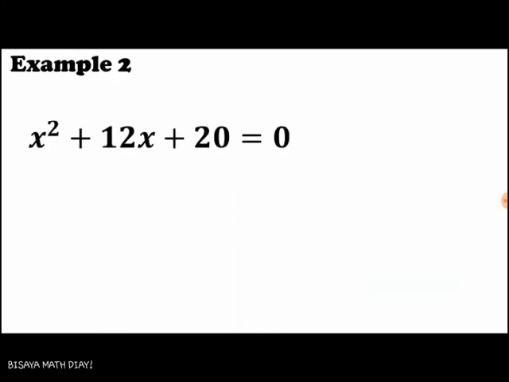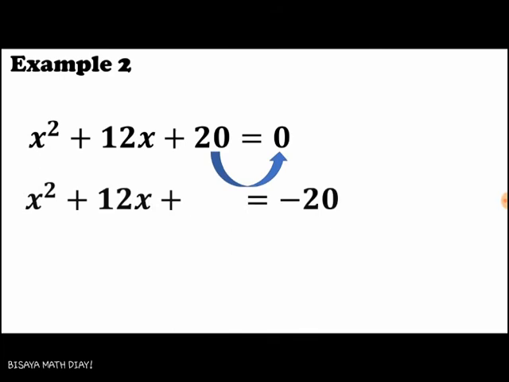Next, we have x squared plus 12x plus 20 is equal to 0. Again, we move 20 to the other side, becomes negative 20. And then we leave a space to complete the perfect square trinomial. So we divide 12 by 2, that is 6, and we take the square of 6, which is 36. We add 36 to this side, we also add 36 to the other side.